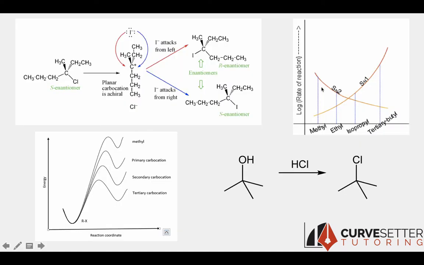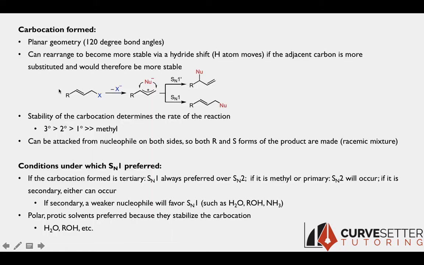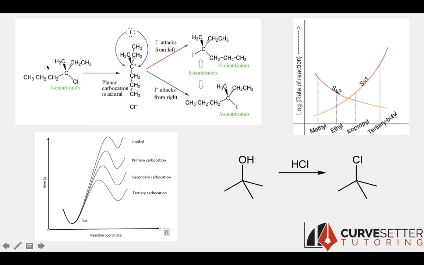So here are some images to help you see what's going on. This one specifically is the SN1 mechanism. Here you have the S enantiomer, and our leaving group is chlorine. Chlorine leaves, forming a tertiary carbocation, which is the most stable. Remember, tertiary carbocation, SN1, always preferred over SN2. So if you looked at this and wanted to know whether SN1 or SN2 occurs, you would know right off the bat that it's SN1 because you're forming a tertiary carbocation.